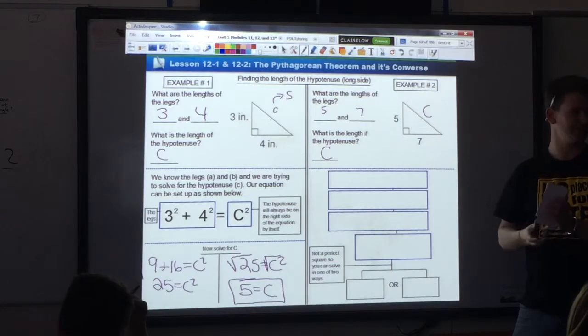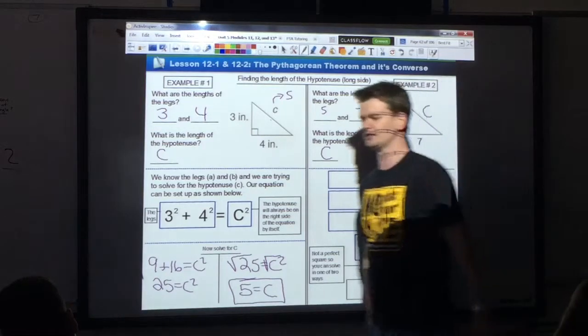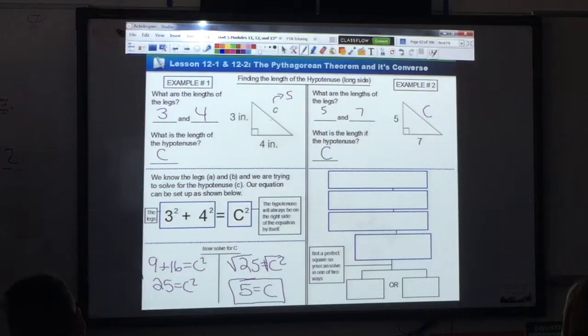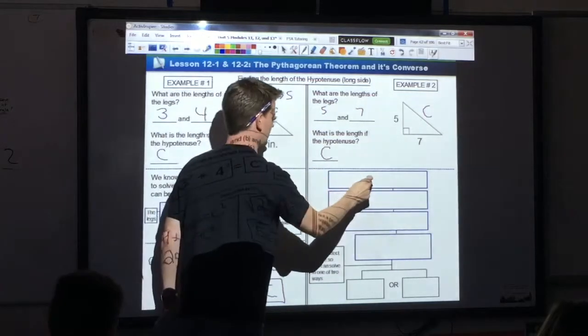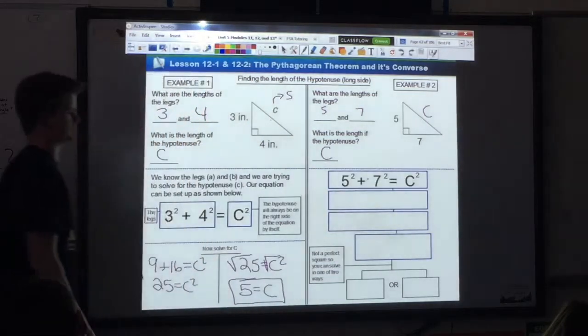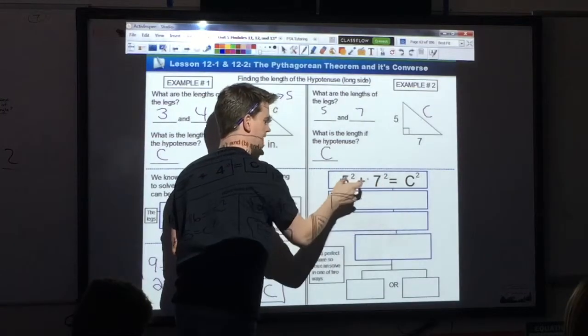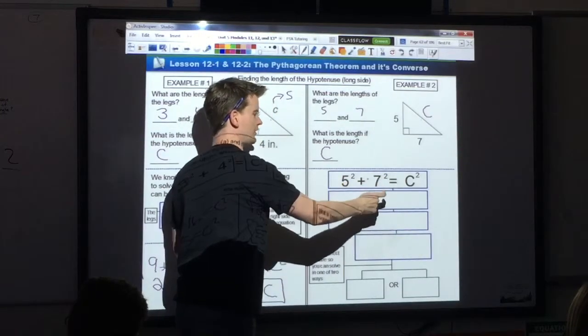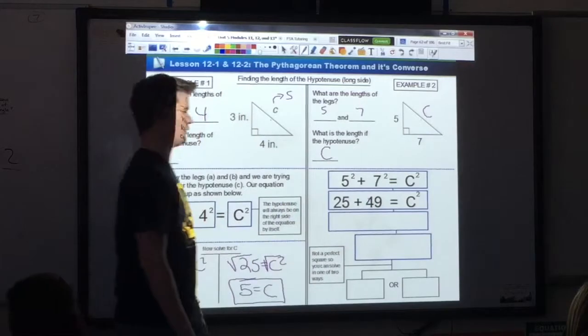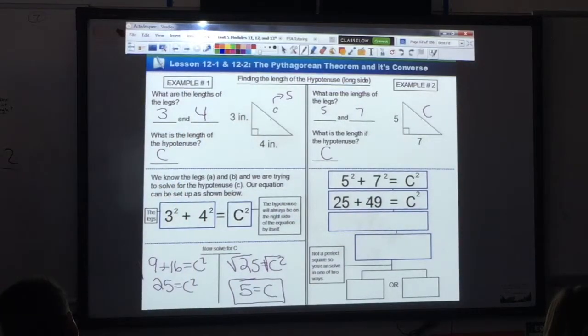Tell me, Rudy, what is the equation going to look like? 5 squared plus 7 squared equals c squared. Yes, your equation is going to look like 5 squared plus 7 squared equals c squared. All right, so we square them. 5 squared is? 7 squared is? 25. And 25 plus 49 is equal to c squared.